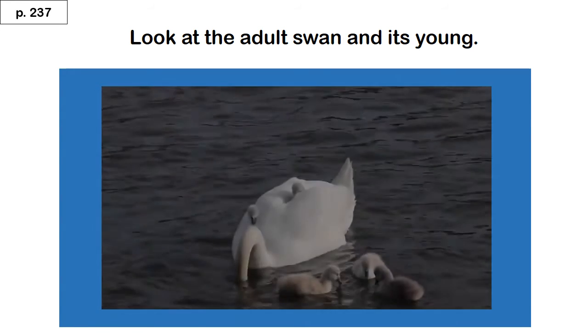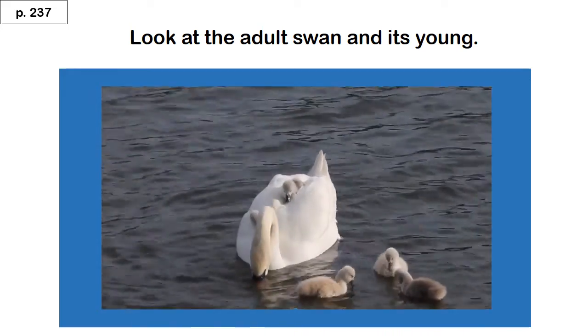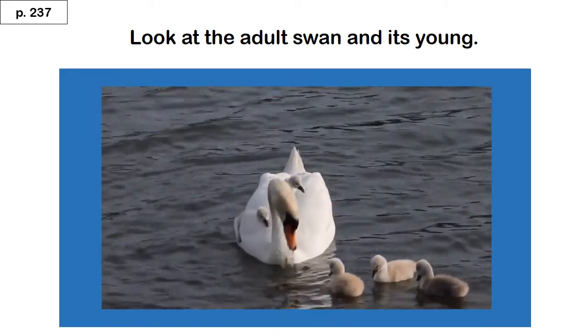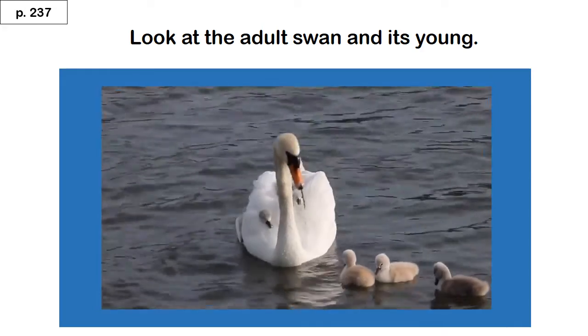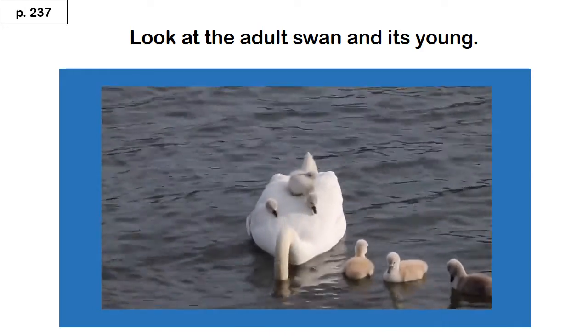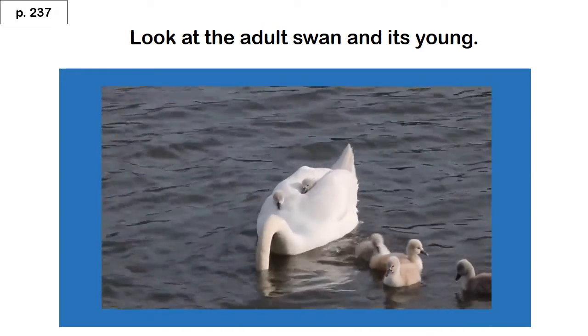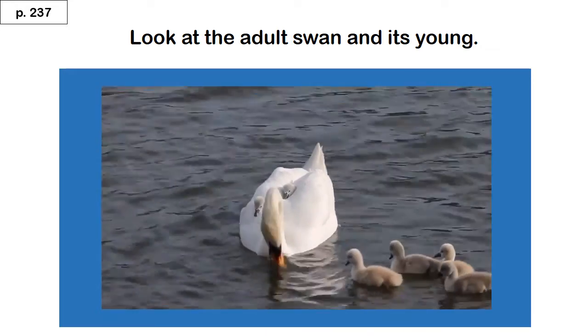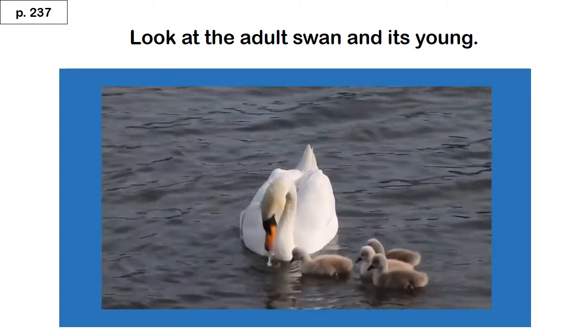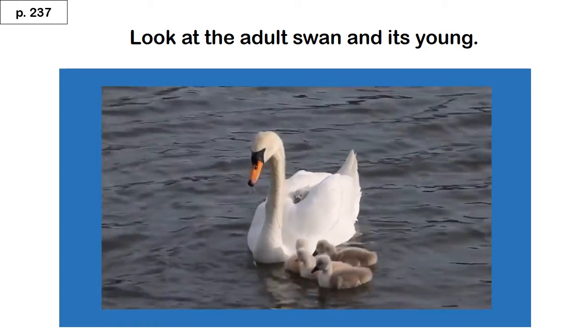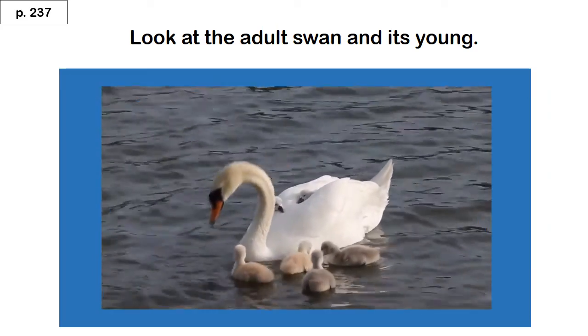Look at the adult swan and its young. The adult swan has white feathers and a long neck. Many people think that swans are very beautiful, but a young swan looks different from its parents. They are small and gray. Over time, though, they will grow and change to look more like their parents.